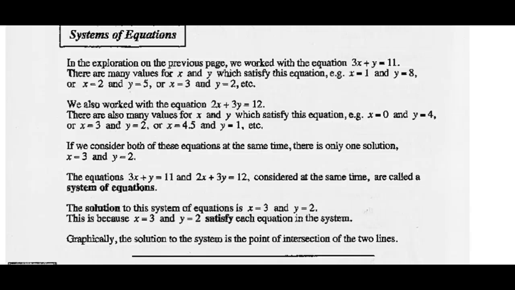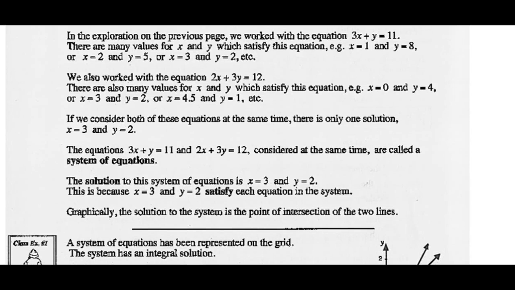However, if we consider both these equations at the same time, there is only one solution that satisfies both. All right? So we're working with both equations at the same time. Only one solution for x and y satisfies both of the equations. So when we consider both equations at the same time, we call that a system of equations. The solution to the system of equations is x equals 3, y equals 2 in this case. That's because those values for x and y satisfy both equations. All right? They satisfy both equations in the system.